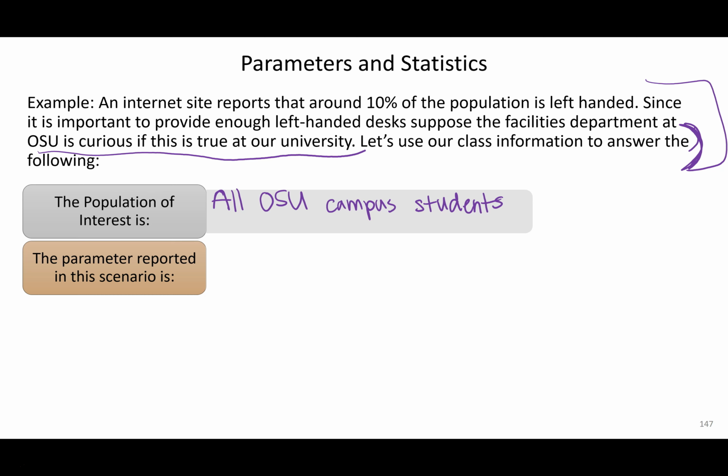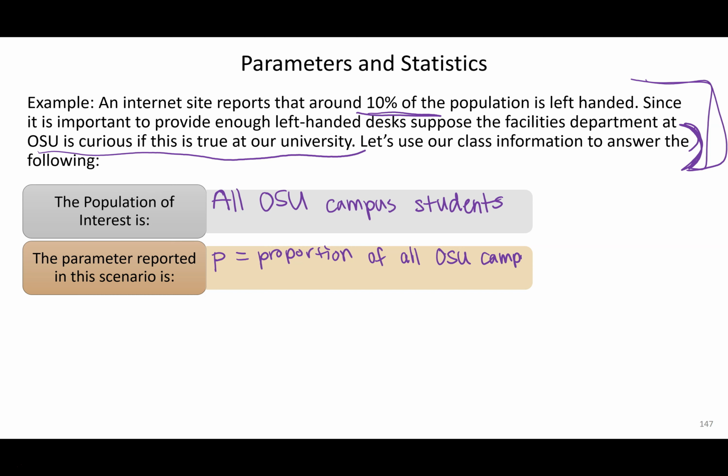My parameter that I'm interested in: anytime I'm looking at a percent or proportion of something that's left-handed, I'm going to be looking specifically at a proportion. So p is the proportion, and then I'm going to say of my population, so of all OSU campus students, that are left-handed.